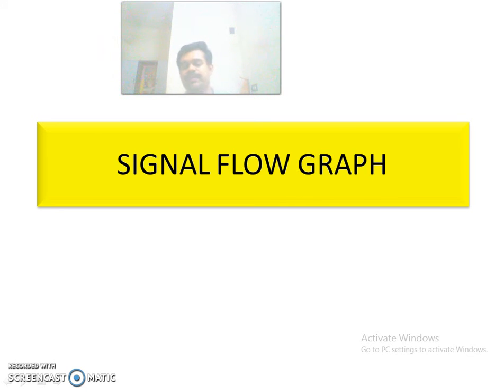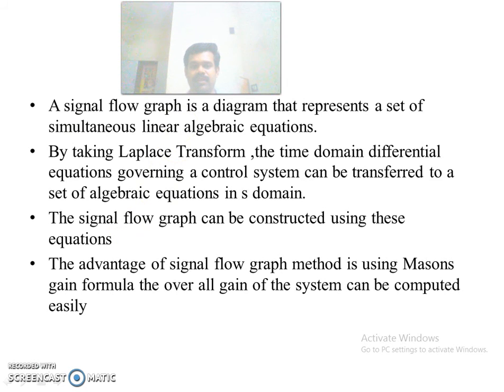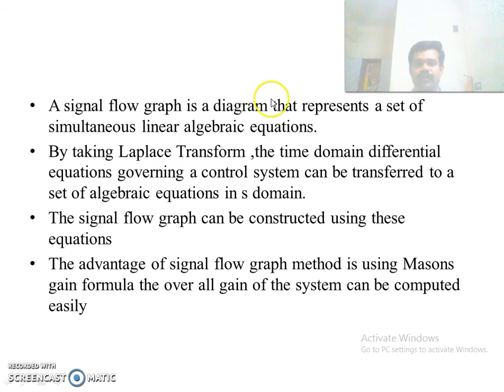Now we are going to see the topic signal flow graph. So what is a signal flow graph? A signal flow graph is a diagram that represents a set of simultaneous linear equations. It is a diagram similar to a block diagram, and it represents a set of simultaneous linear equations.